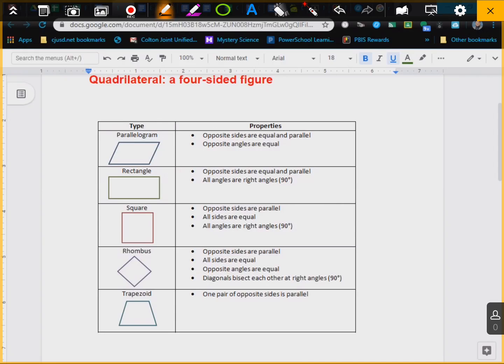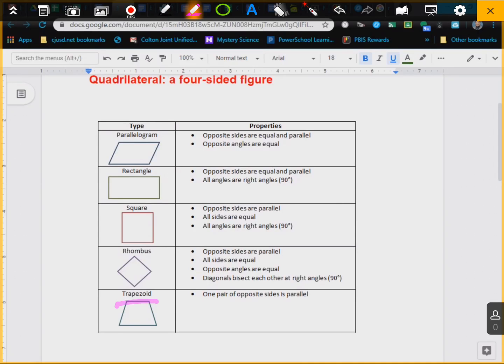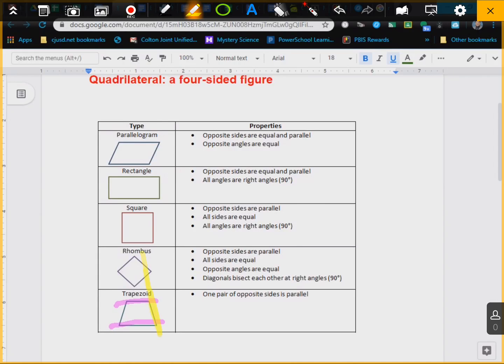And then you have a trapezoid. A trapezoid is when one pair of opposite sides is parallel. So these two opposite sides are parallel. These two right here are not parallel because eventually they're going to intersect. Okay? They're going to come together.